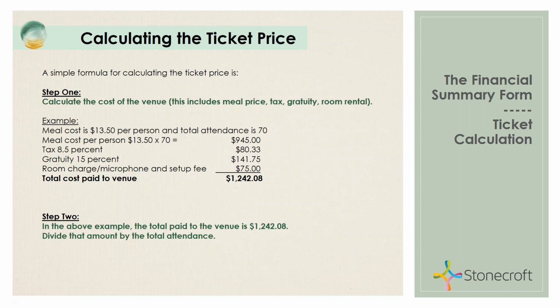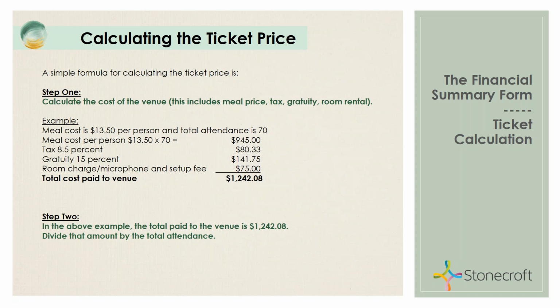Gratuity at 15%, $141.75. Room charge, microphone, and setup fee, $75. So the total cost paid to the venue in our example is $1,242.08.